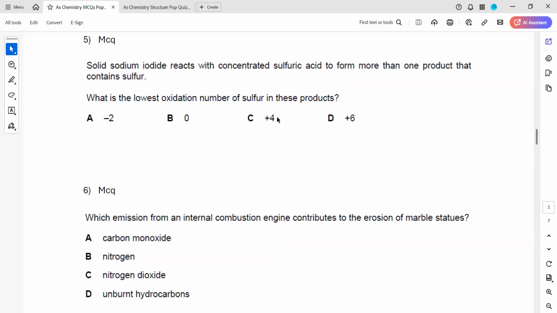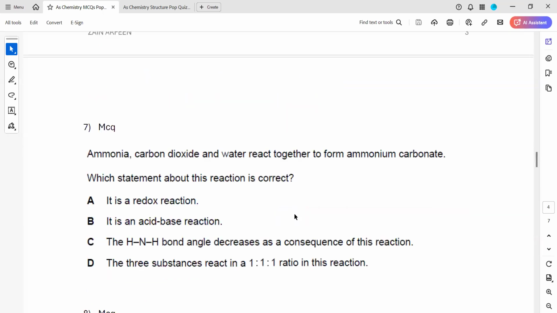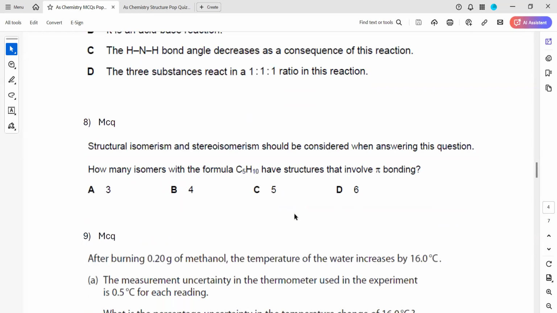Question 5 or 6, any doubt? So for question 5, A is the answer. Question 6, C is the right answer. Question 7, 8, any doubt? Question 8.